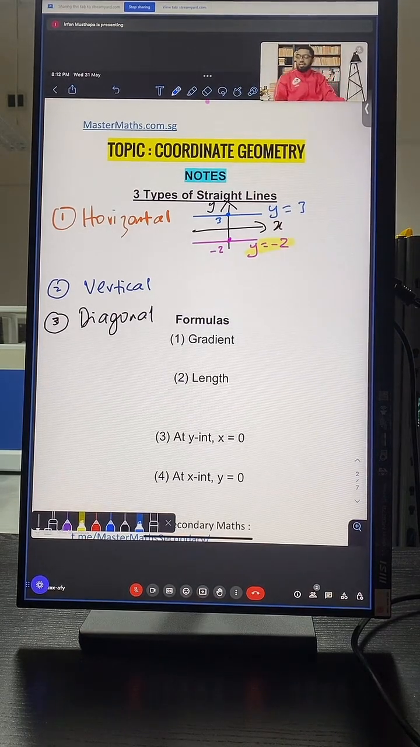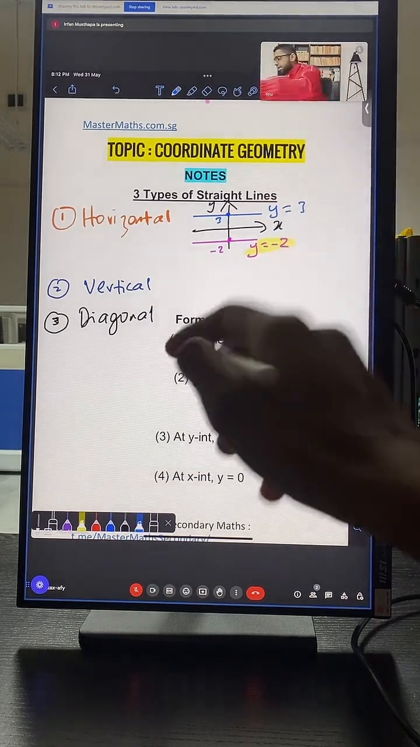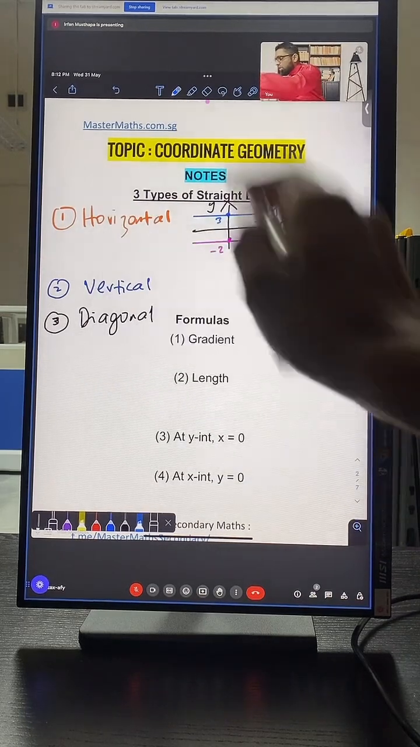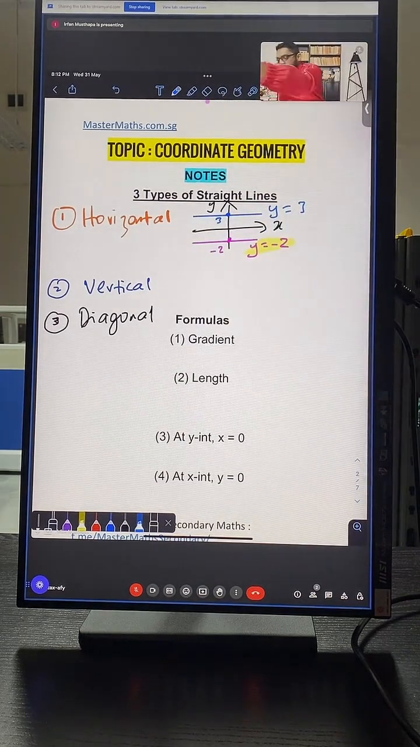Differentiation for a horizontal line. Okay, that's interesting. Perhaps another time we try to do it, no guarantee. Now guys, horizontal line, don't overthink. It's just y equals to something. That is literally your equation.